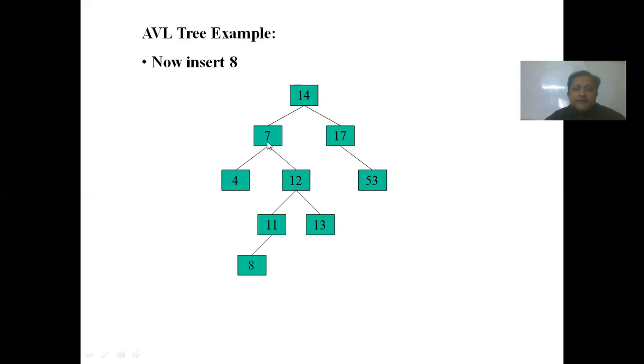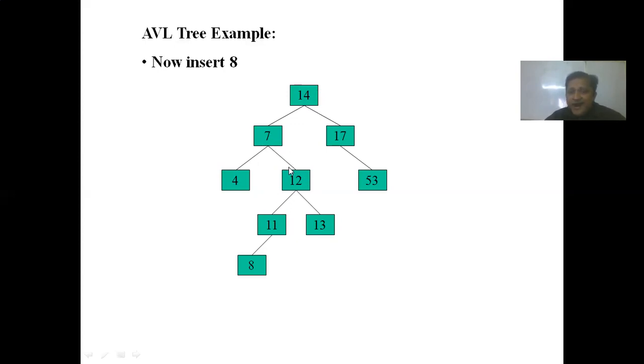7 has to be the left child of 12. The 7 will rotate. Suppose this is the thing. The 11 will have to be the right child of 7. Now, it is a right-wise rotation. Right child of 11. Okay. So 11 will be the right child of 7.